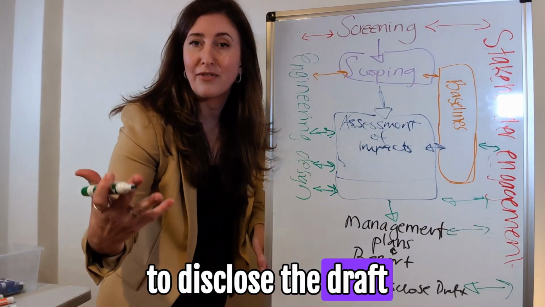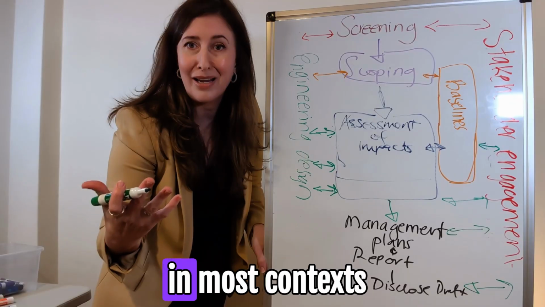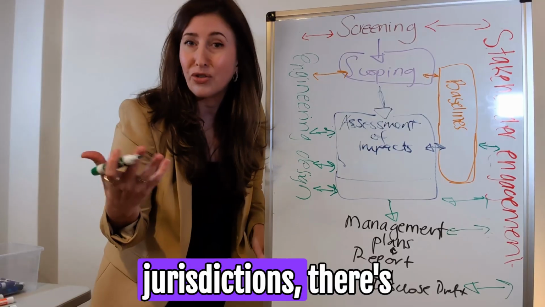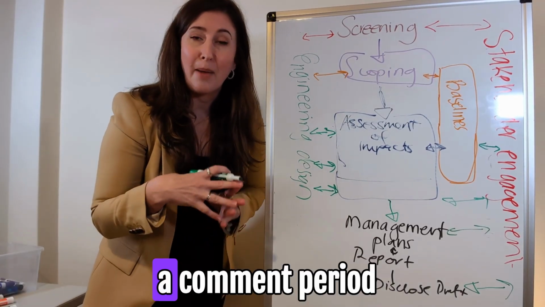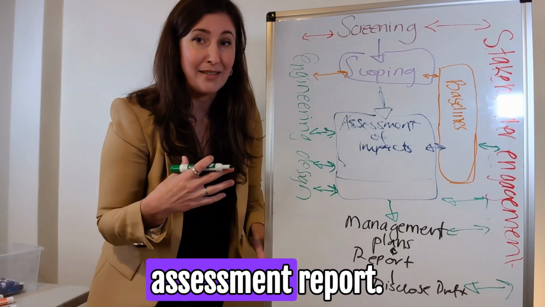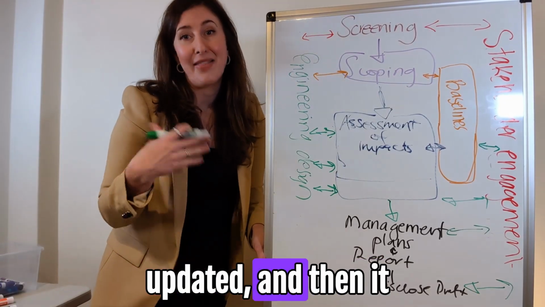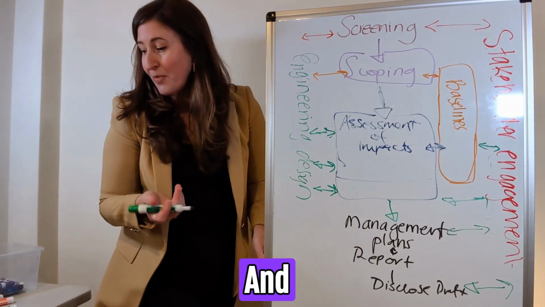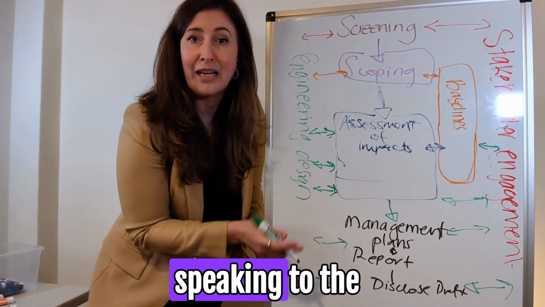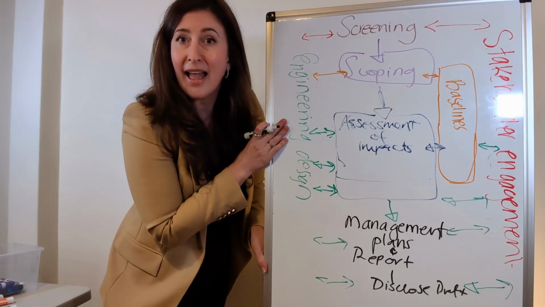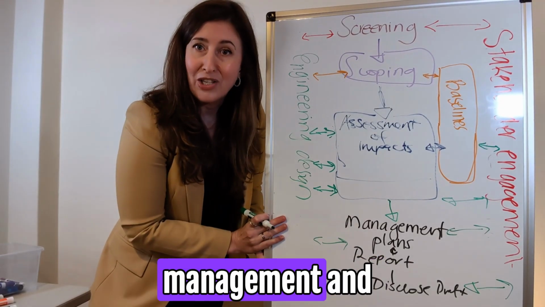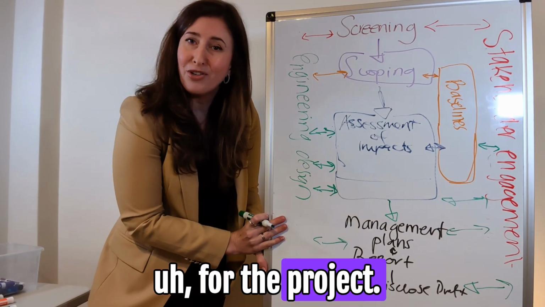You have to disclose the draft to the communities in most contexts, and online. In a lot of jurisdictions, there's a comment period where stakeholders in the community can comment on the draft impact assessment report. It then gets updated and then it gets finalised. All of those processes should also still be speaking to the engineering design and any alternatives analysis, as well as the mitigation, management and planning measures for the project.